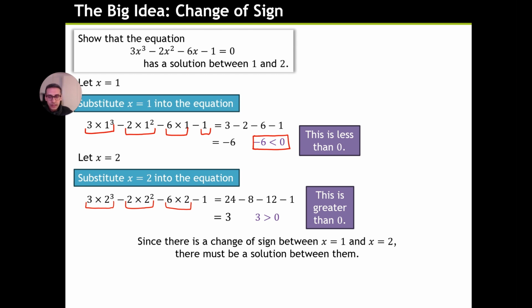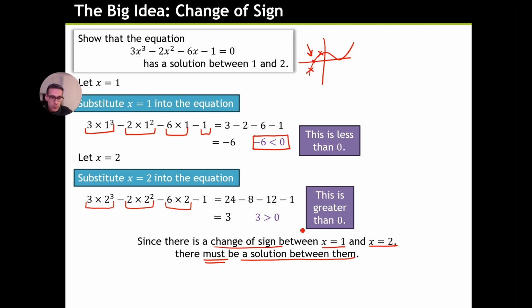And we can see that because there is a change of sign between x equals 1 and x equals 2, there must be a solution between them because the curve is continuous. So there are no gaps. When you plot your graph, whatever it looks like, it's a continuous line. So if at one point it's negative and another point it's positive, there has to be a value in between where it's equal to 0.